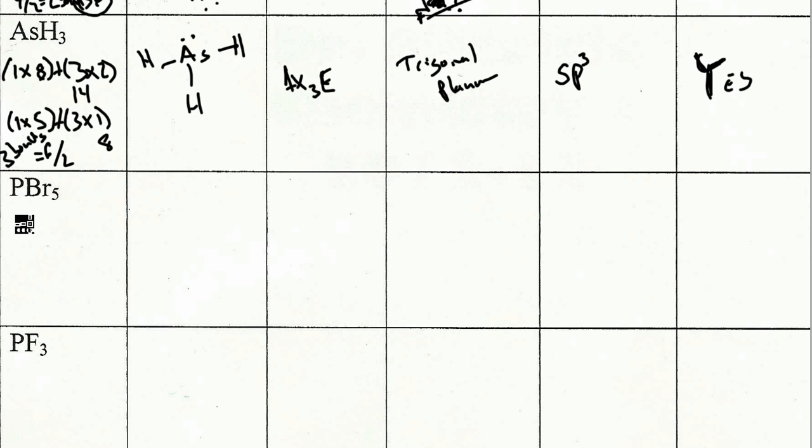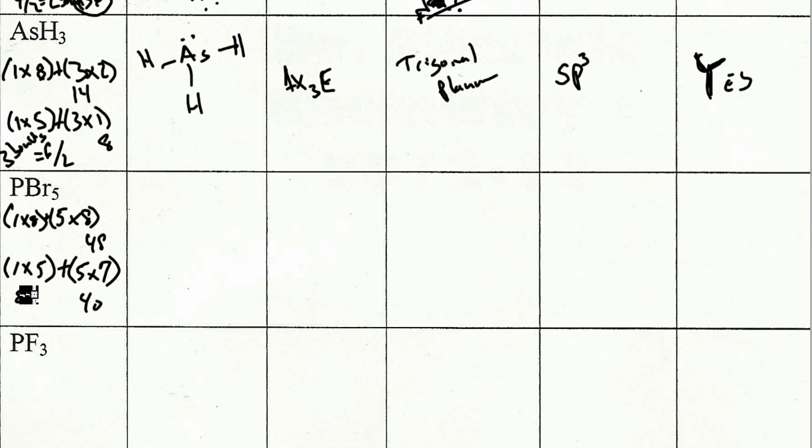Now let's take a look at PBr5. There is 1 phosphorus. Phosphorus would love to have 8. There are 5 bromines, and bromine would love to have 8. So that's going to give us a total of 48 valence electrons in an ideal world. There's still just 1 phosphorus. Phosphorus only has 5 valence electrons, and there are 5 bromines. I should have a little plus sign there. And 7 valence electrons for each bromine. So 35 plus 5, that's going to give us 40.